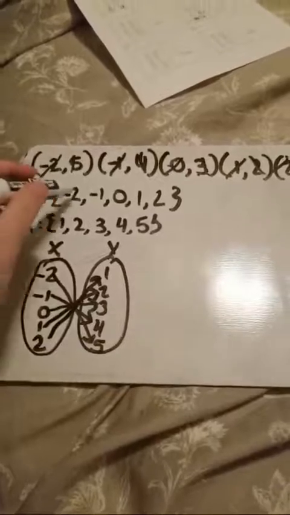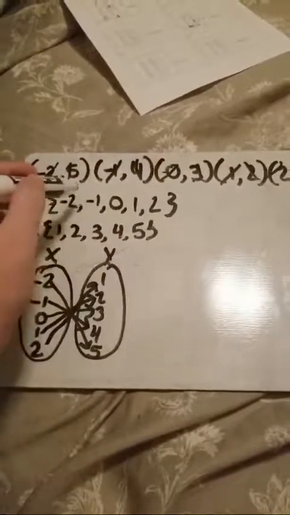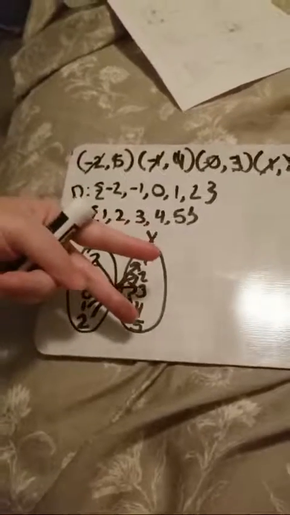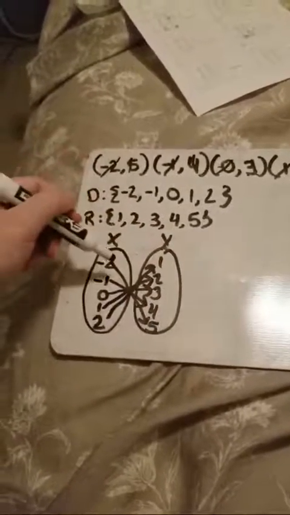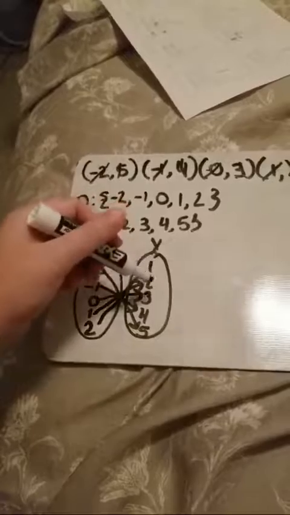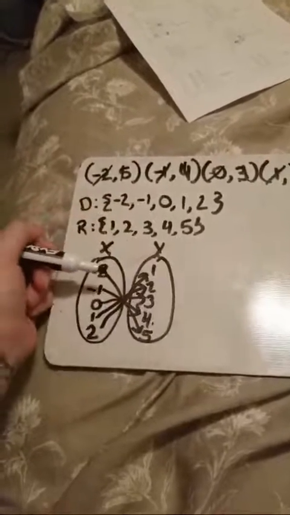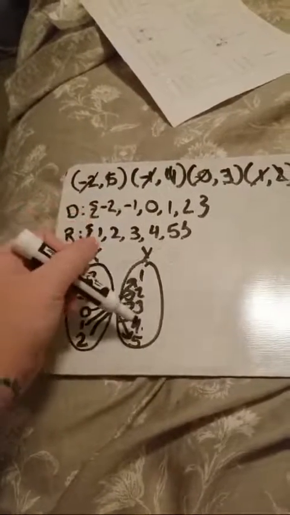Now immediately, not only did I notice it's a function because there wasn't a repeated domain, there weren't 2 x's, but I also notice here there's no peace sign this way. There is no x value that goes to 2 y values. There is no input that has multiple outputs.